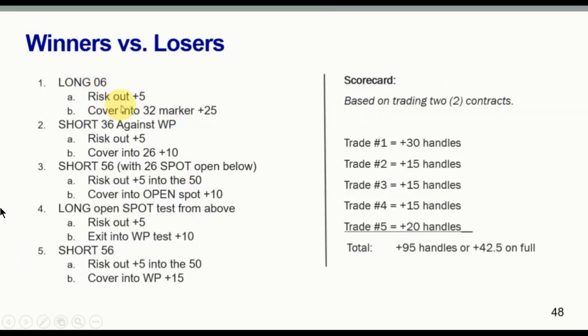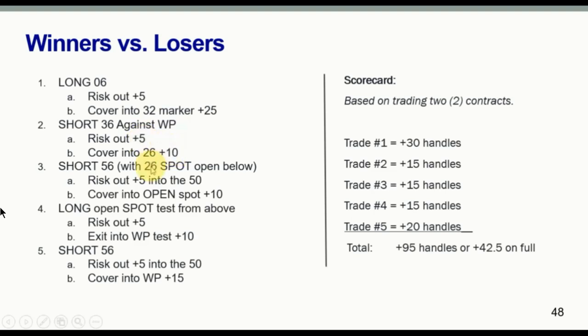On the long 06, we got risk out into the 12 at 11. Right? We get long 06, we offer 11. We took that runner all the way into the 32 marker. So we're long 06, we got out at 31. We short 36 against the weekly pivot. We got +5 and then a +10 into the 26. Remember, it kept going. Right? So we left some on the table, but this is what we ID'd as a solid trade for us.